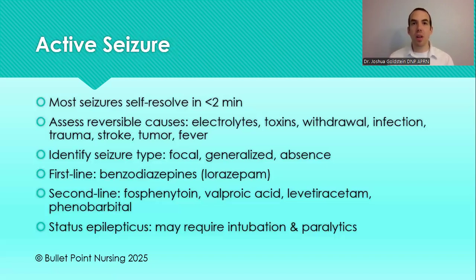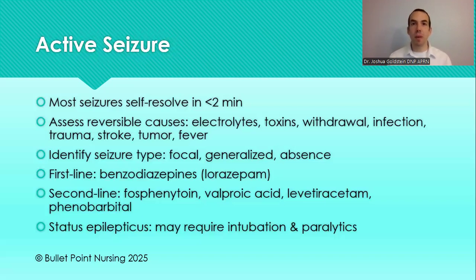We have to look for the underlying cause that's going to be fundamental in taking care of a patient who's having a seizure. Those underlying causes can be electrolyte imbalances, such as a low sodium. It could be certain toxins. It could be withdrawal, let's say, from alcohol, certain infections, trauma, stroke, tumor, fever. All of these can cause seizures, and all of these must be investigated in order to determine the underlying cause of the patient's seizure. Remember, if we don't find an underlying cause, and this is happening regularly, that's when the patient gets diagnosed with epilepsy, and we'll talk about that in just a minute.